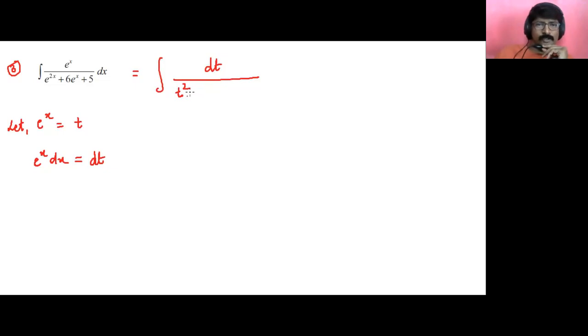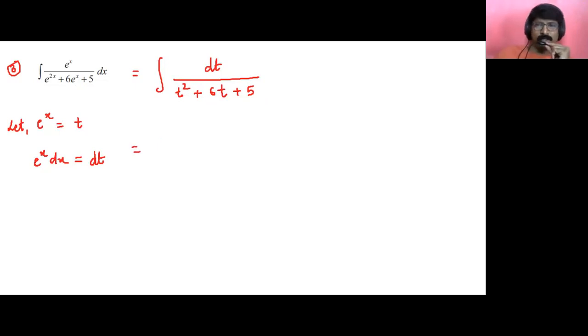Why t square plus 6t, e power x ka matlab t plus 5. Isn't it very, very simple? Now this is integration of dt upon t square plus 6t plus 5. I hope you understood this. And now, student, this is which format? This is what we just learned about, isn't it?